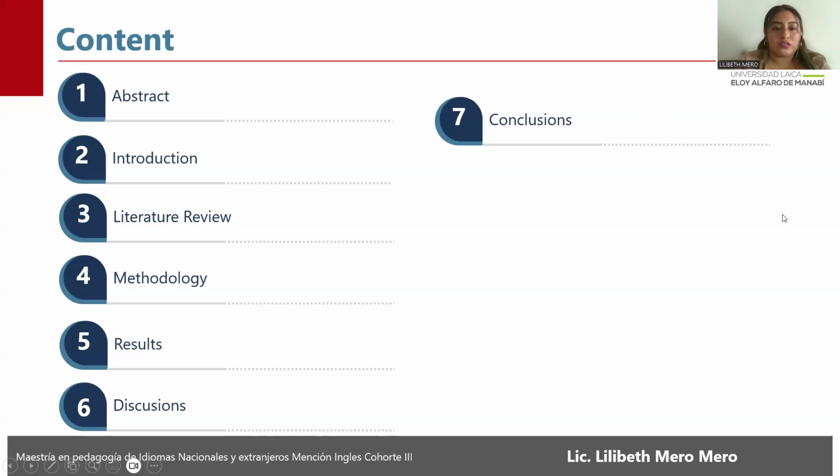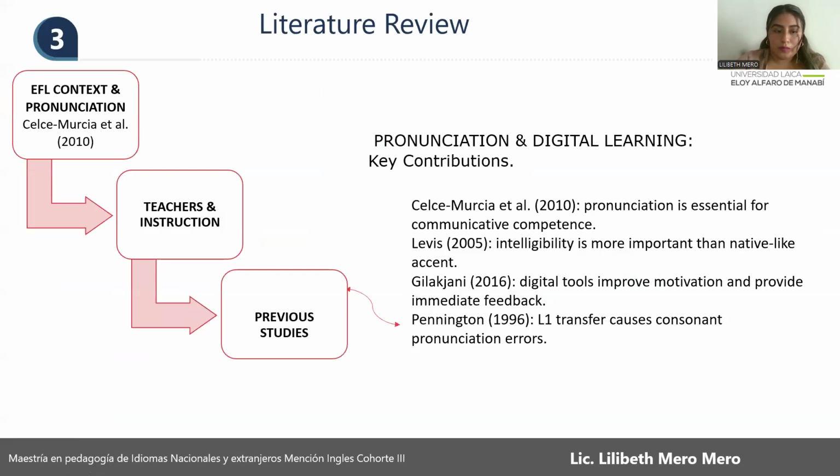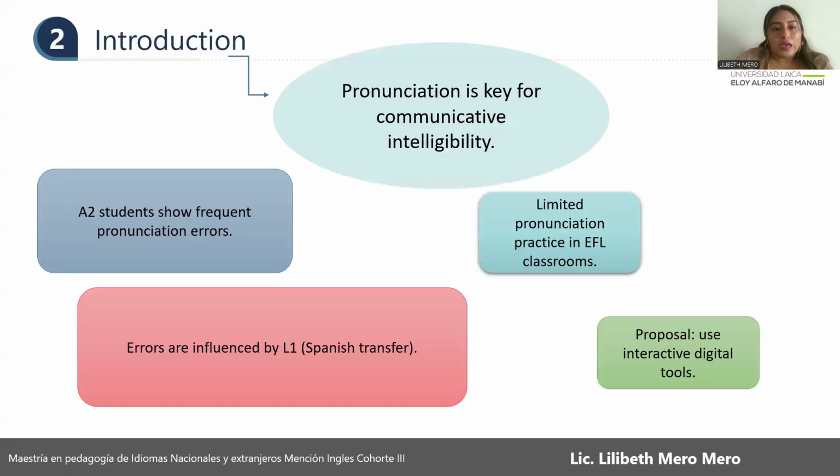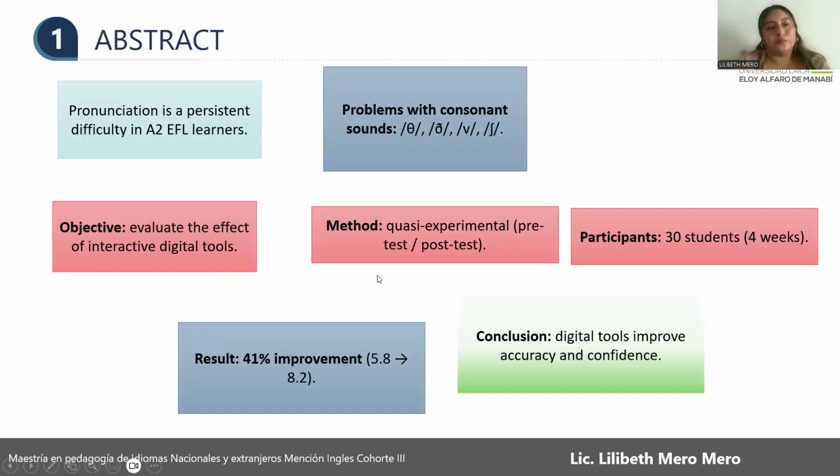In the contents: abstract, point number one; introduction, point number two; literature review, point number three; methodology, point number four; results, point number five; discussions, point number six; conclusions, point number seven. Okay, introduction. Okay, point number one, abstract.